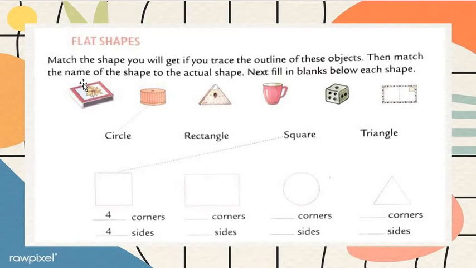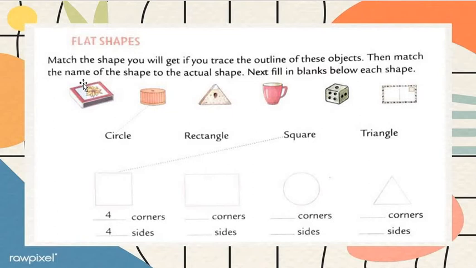So we have to take the flat shape. Again I repeat what we do here. Match the shape means we have to match the shape we get from the outline of this object with its actual shape. And then we have to write the corners and sides of all these shapes. We are going to write both things, my dear students: the sides and corners.